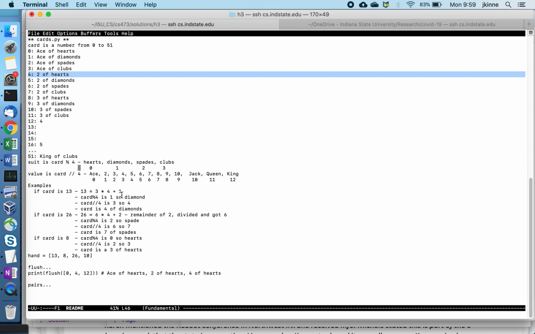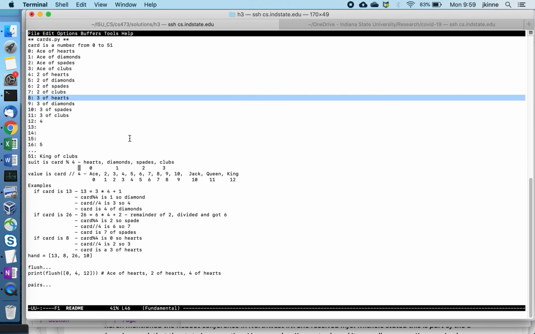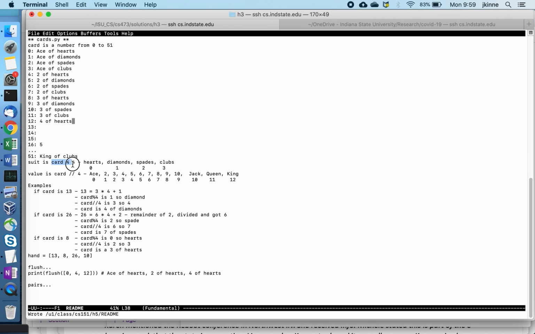The way I actually compute that is I divide by 4, and what's the remainder? If I get a 0 remainder, that's hearts. 8 divided by 4 is a 0 remainder, so that's a heart. 12 divided by 4 is 0, so that's a heart. So if I have my card number, if I divide by 4, whatever the remainder is, if it's a 0, I'm calling that a heart. If the remainder is 1, I call it a diamond, 2 spades, 3 clubs. Okay, so that's one part of what is the actual card.